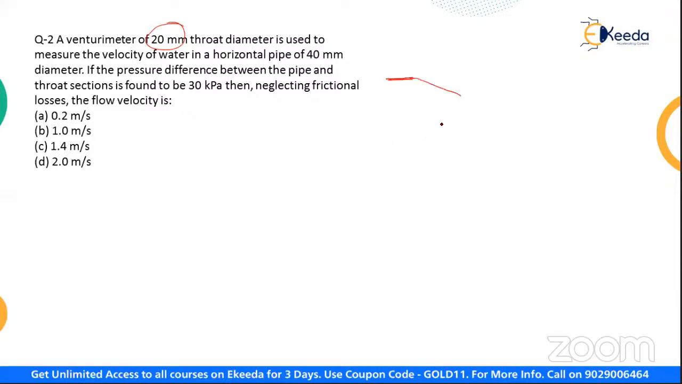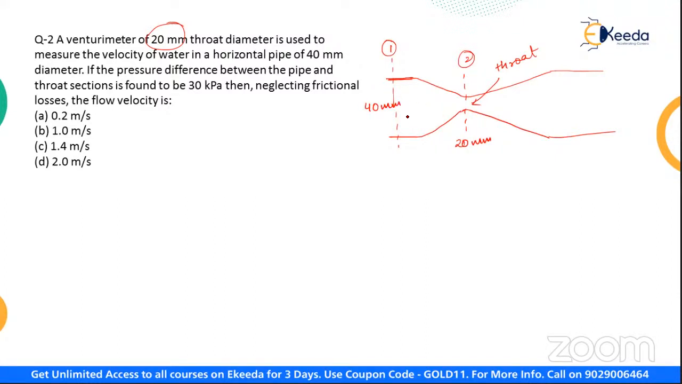So what is happening in the venturimeter? There is a converging length, and after that it will have the diverging length. So this is the first section, and the second section is at the throat. This is known as the throat of the venturimeter. So a venturimeter of 20 throat, that means the diameter of the throat has been given to us, that is 20 millimeter, while the diameter of the pipe at the normal position is 40 millimeter. Now the pressure difference, P1 minus P2, has been given to us as 30 kilopascal. So from here we need to calculate the flow velocity.